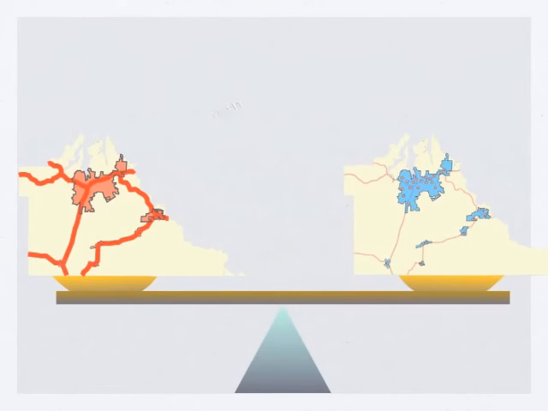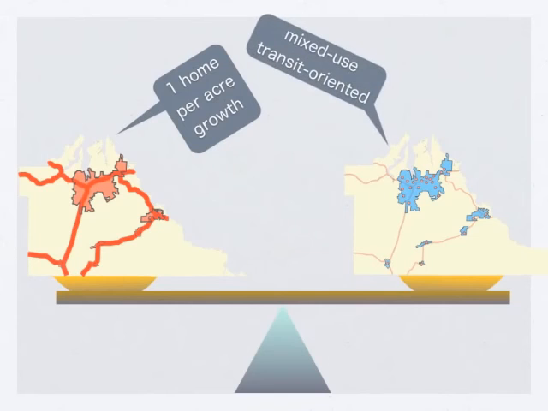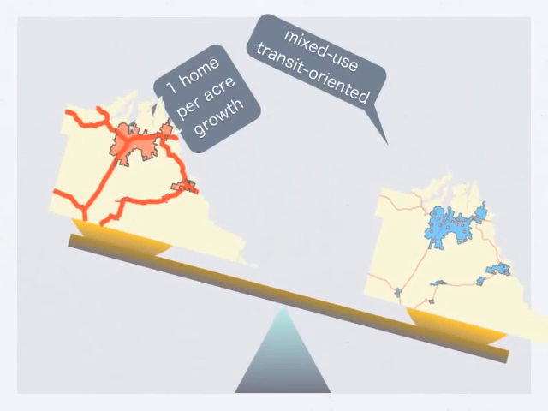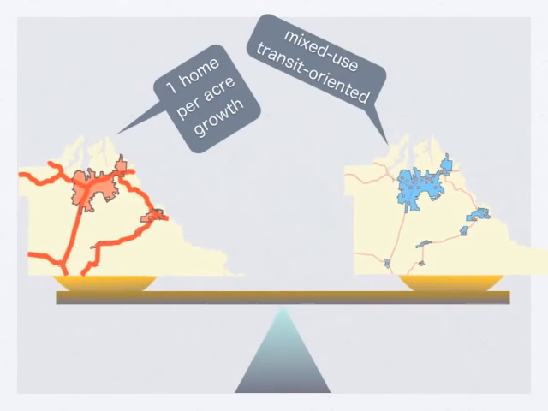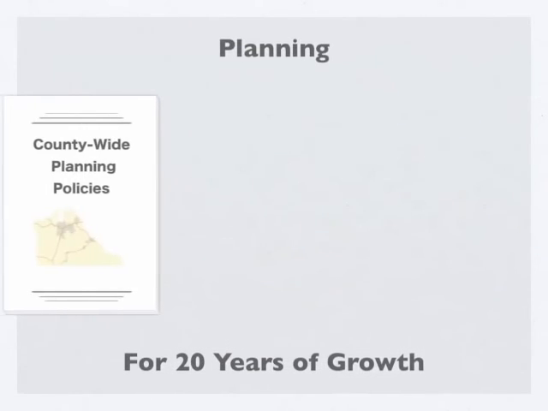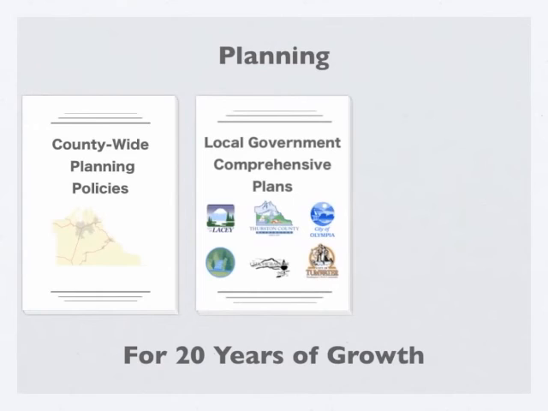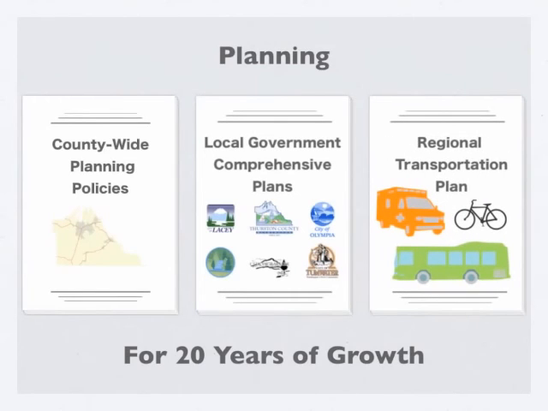The direction we head will be determined by the policy and land use priorities we set now, along with the market demand that drives housing and commercial development. The tools we have to shape our future are those that Thurston County communities have used to plan over the last 20 years of growth. The countywide planning policies, local comprehensive plans, and the regional transportation plan.